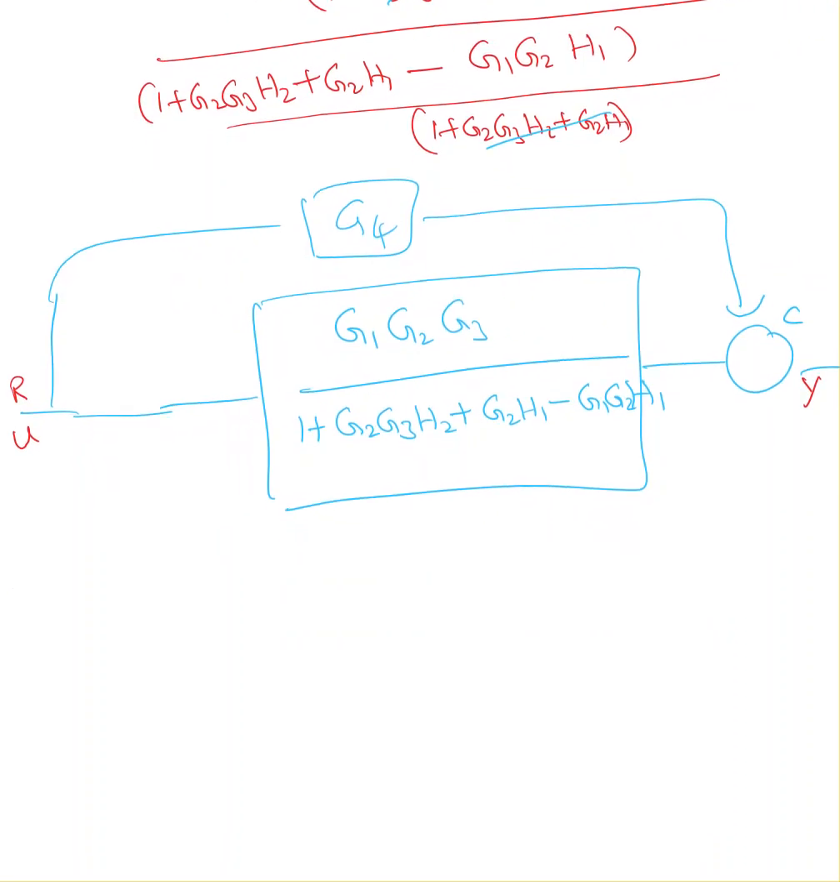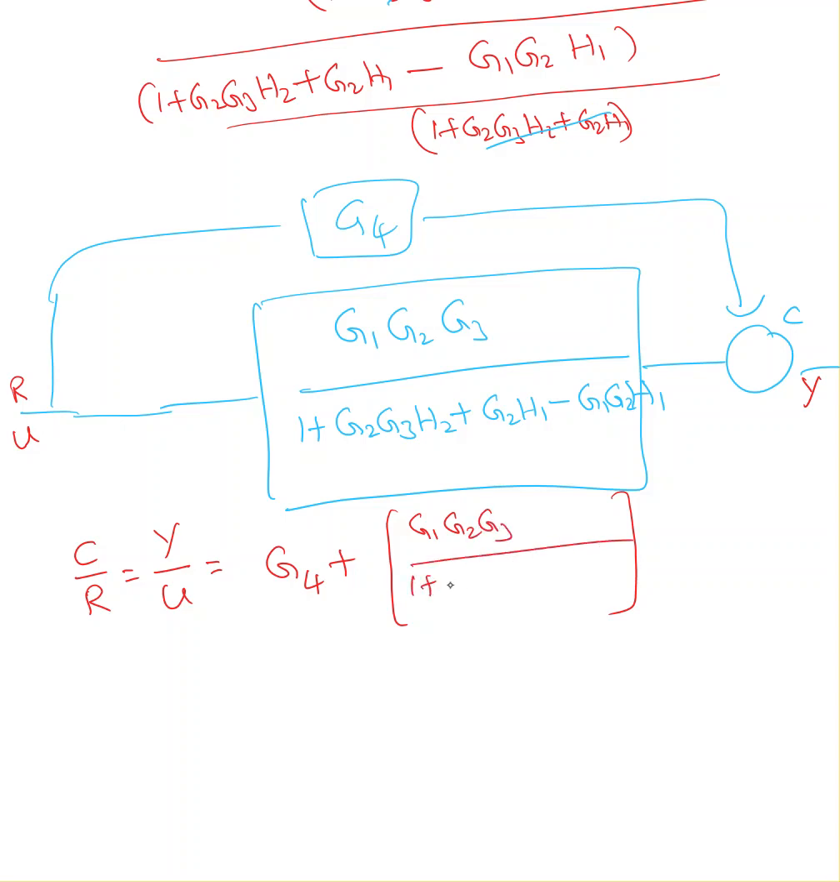So the transfer function C over R, where C is the output and R is the input, or sometimes I gave you Y as an output and U as an input. Y over U is equal to Z4 plus this whole block, Z1 Z2 Z3 over 1 plus Z2 Z3 H2 plus Z2 H1 minus Z1 Z2 H1. Don't leave it like this. I want you to solve this.